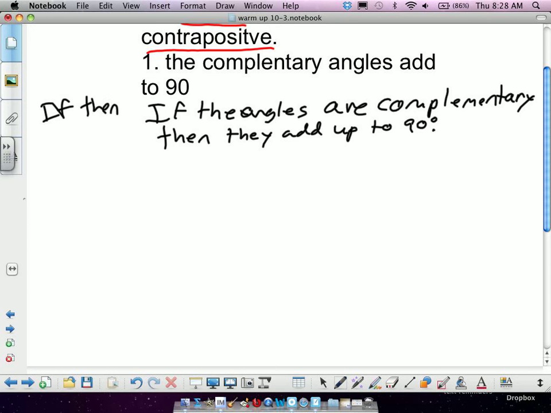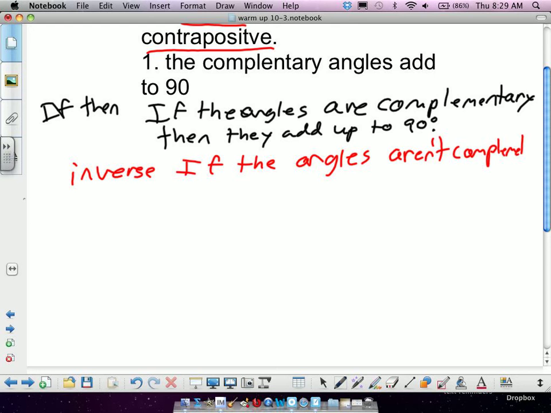Then my inverse was, if the angles aren't complementary, then they don't add up to 90 degrees.